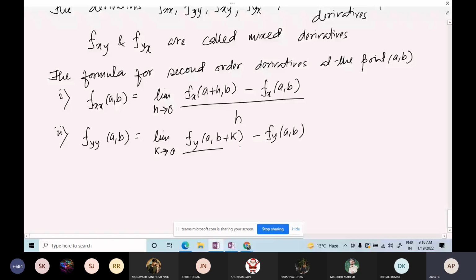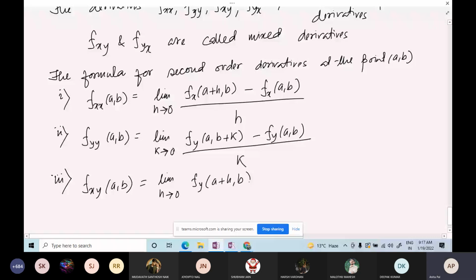Next is fxy(a, b). This will be what? fxy means del del x of del f del y. So this will be limit h tends to 0, because it is the derivative with respect to x, so that is why h is coming. This will be fy(a plus h, b) minus fy(a, b) divided by h.